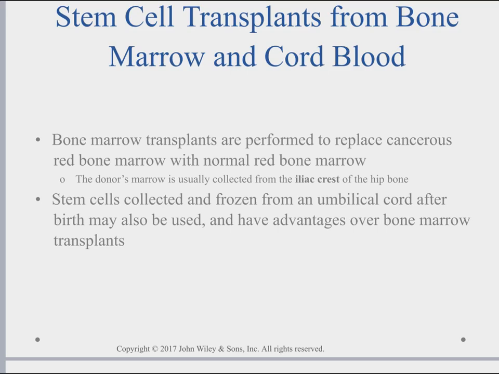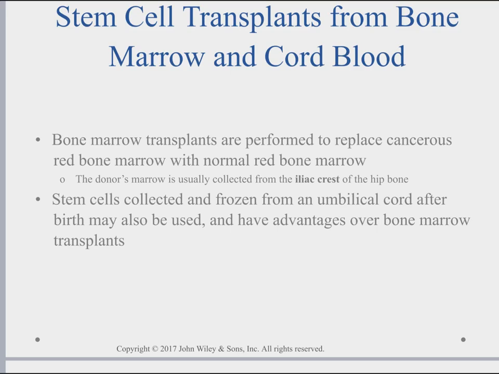Stem cell transplants from bone marrow and cord blood. So two really important therapies. Bone marrow consists of hematopoietic stem cells, and these are stem cells that can transform into any one of the red blood cells or any of the white blood cells. So we can use this knowledge to harvest bone marrow from the iliac crest of healthy individuals and match donors to replace cancerous bone marrow in people suffering from cancer. And this is, again, a really good therapy to help treat people suffering from bone marrow cancer.